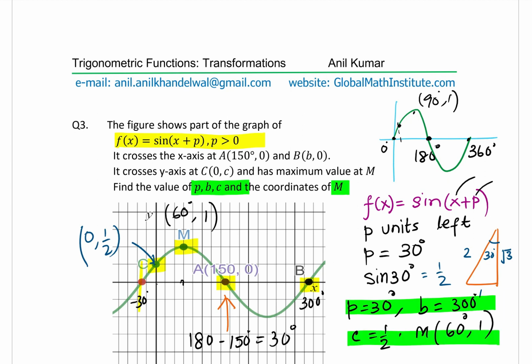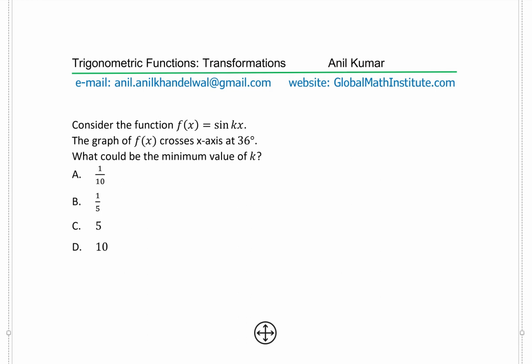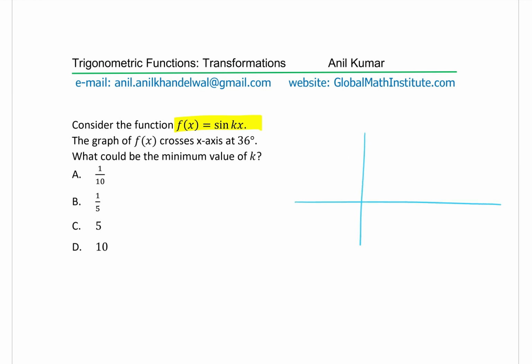Now let's move on and take the last question, which is: consider the function f of x equals sine kx. The graph of f of x crosses the x-axis at 36 degrees. What could be the minimum value of k? So let's try to sketch the function.